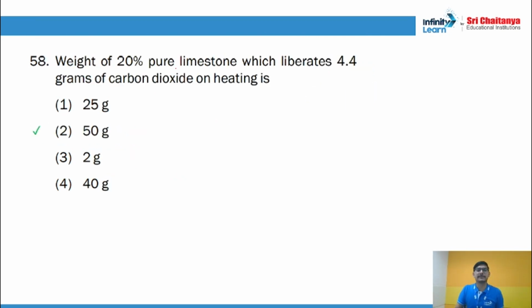Weight of 20% pure limestone which liberates 4.4 grams of carbon dioxide. Let's start by writing the equation. Limestone is calcium carbonate. It gives you calcium oxide plus CO2. Now the stoichiometric relation is 1:1. If 1 mole of limestone decomposes, then we end up getting 1 mole of CO2. Now the mass of 1 mole of calcium carbonate is 100 grams, guys, and the mass of 1 mole carbon dioxide is 44 gram.